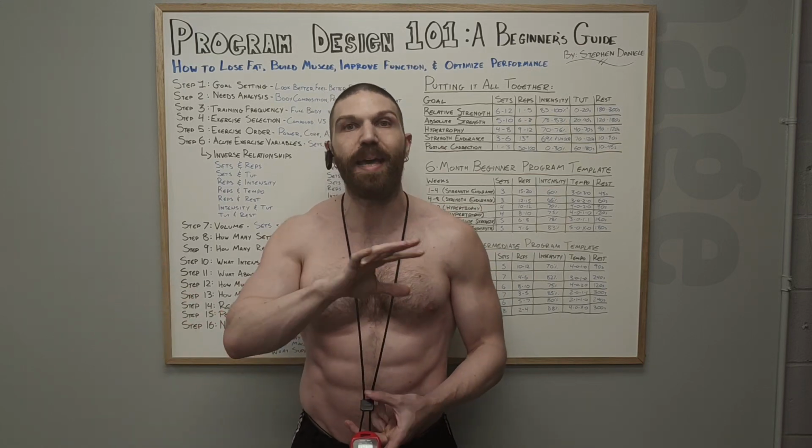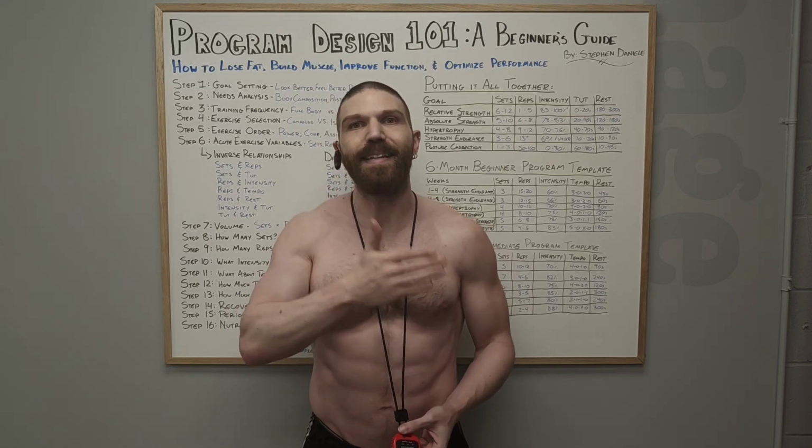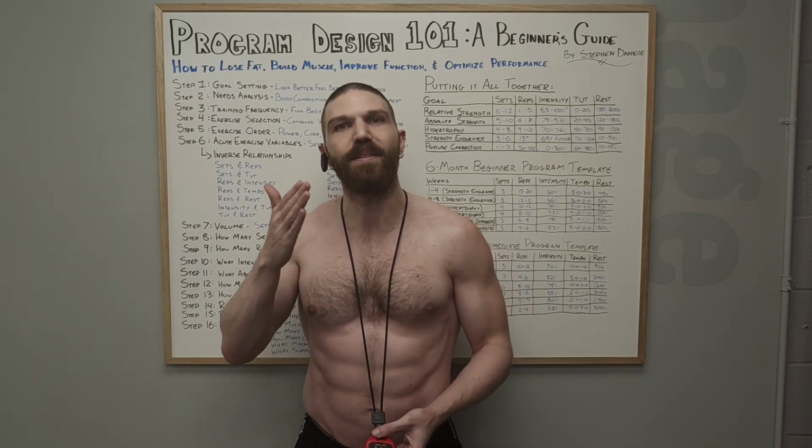Let's take a look at a leg routine. For example, let's say you wanted to do something like barbell back squats, dumbbell lunges, hamstring curls, and knee extensions. The way you could structure your program and the acute exercise variables for the barbell back squats, you could do something like 6 sets of 5 at 85% of your 1 repetition maximum and rest 180 seconds.